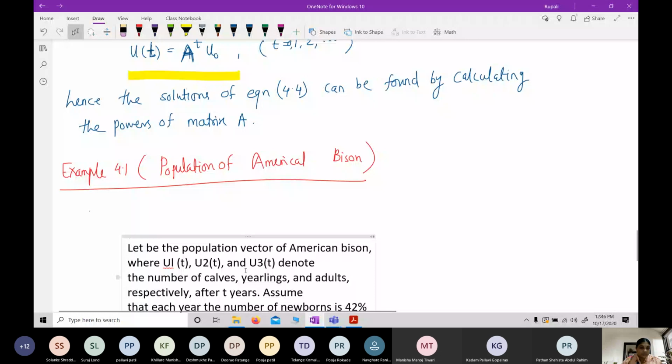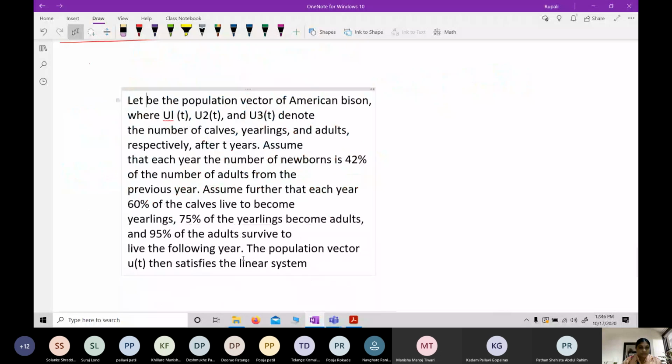I might have written only. Can you see this? Can you read this? Let, yes, ma'am, population vector of American bison, or do I have to write it again? Not necessary. We can see, ma'am.